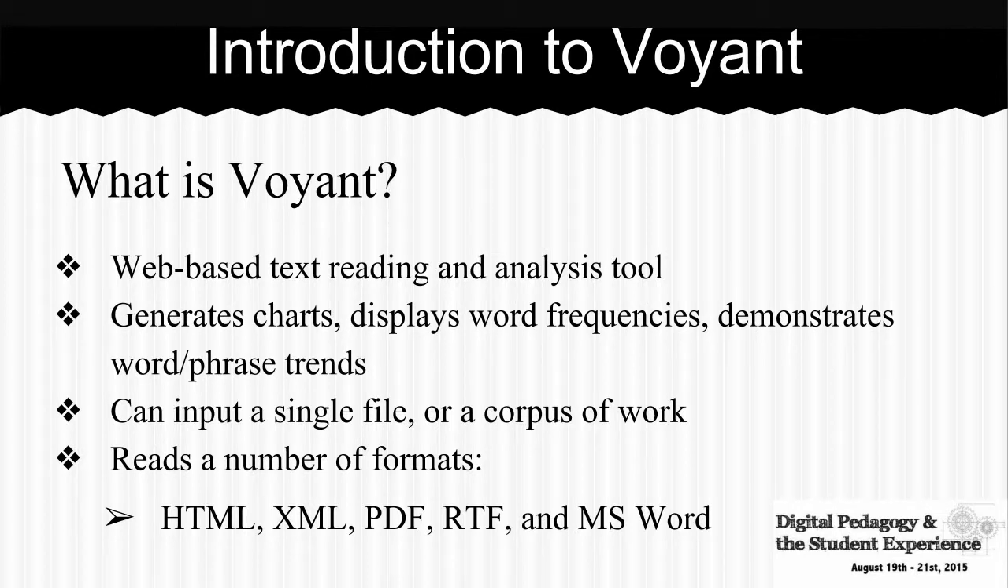Voyant is a web-based reading and analysis tool created by Stefan St. Clair and Jeffrey Rockwell. It's used to generate charts, displays word frequencies and trends. The tool can analyze a single file, multiple files, or corpuses of works. The files uploaded can be in different formats such as HTML, XML, PDF, RTF, and MS Word. You can analyze any type of work, even an essay, so as to visualize the types of terms used and how these terms represent your thoughts and writing trends.